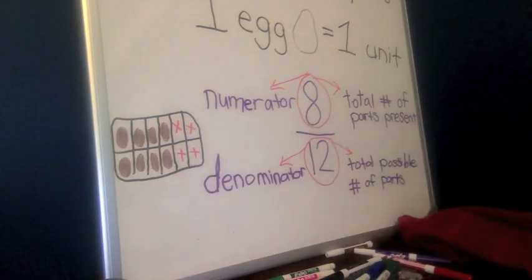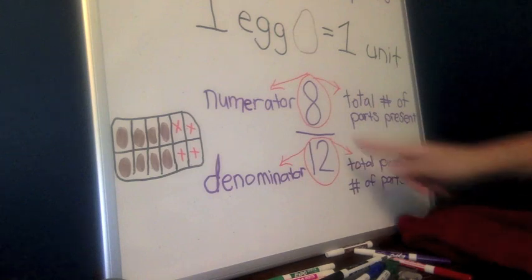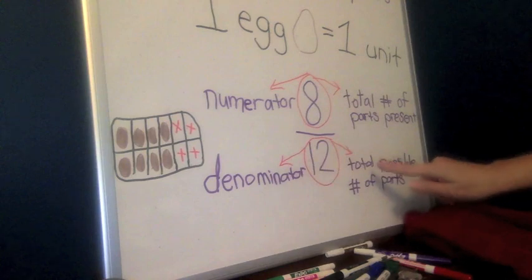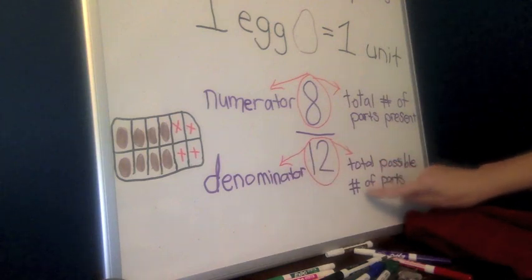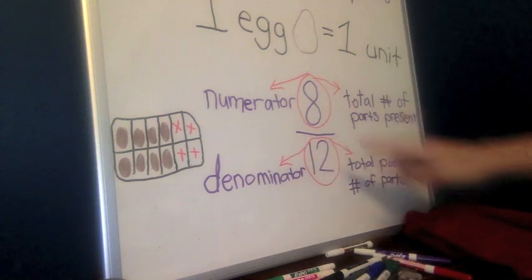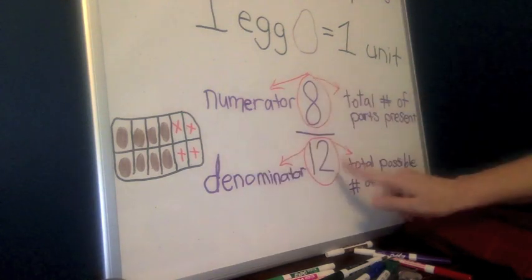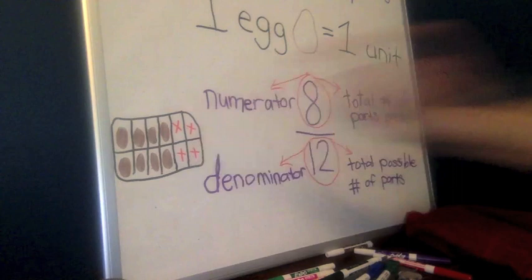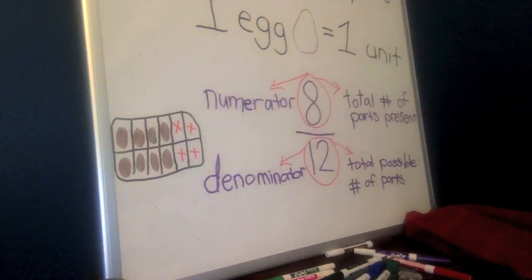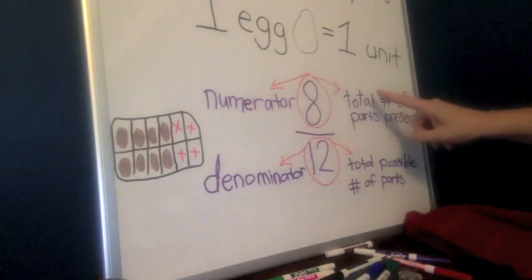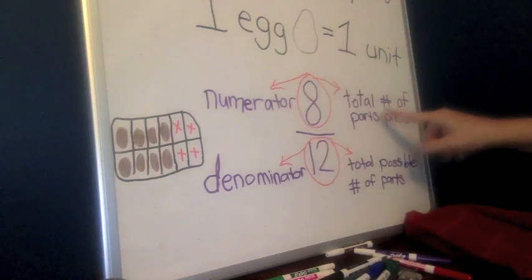All right, so if this is my fraction, the bottom number is the denominator, and it is the total possible number of parts. The total possible number of parts of an egg carton is 12. There are 12 parts in an egg carton. Yes? Yes. The top number is called the numerator, and it is the total number of parts present.